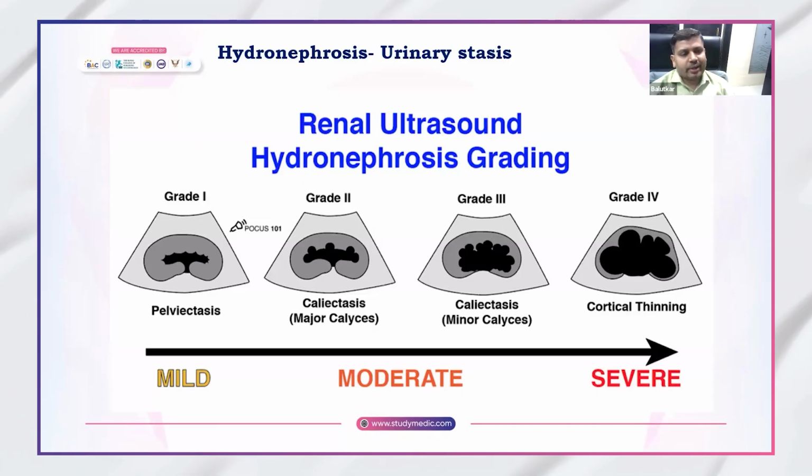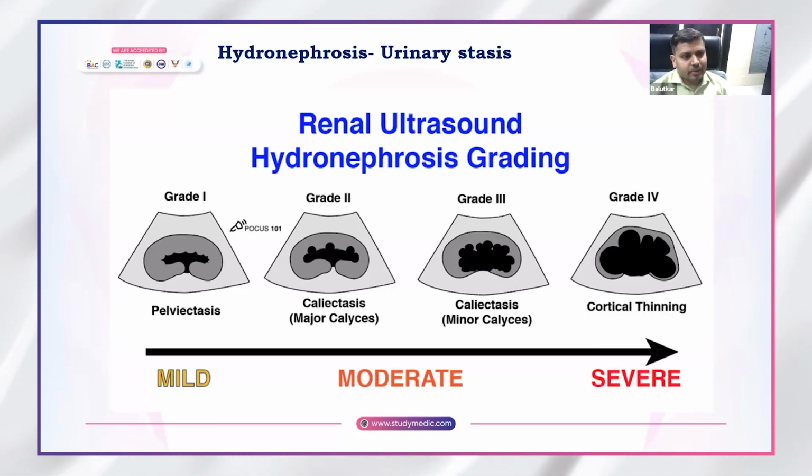There is other grading called grade 1 to grade 4, but it's usually commonly used for IVP. It's not easily seen on ultrasound examination. For ultrasound examination, we commonly categorize it into mild hydronephrosis, moderate hydronephrosis, and severe hydronephrosis.